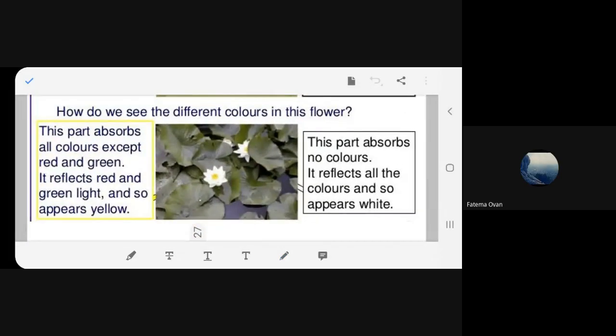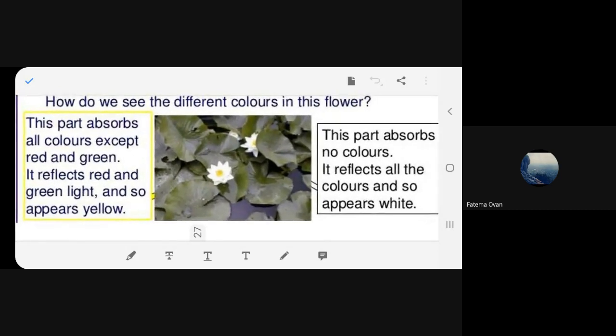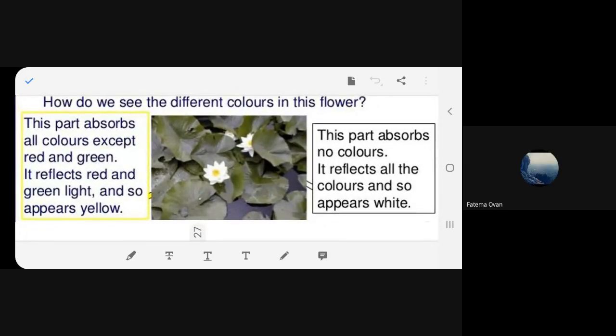How do we see the different colors in the flower, please? Now can I read? Yes, beta. Continue, Zainab Rupani. We'll finish this slide. How do we see the different colors in a flower? This part absorbs all colors except red and green. It reflects red and green light and so appears yellow.